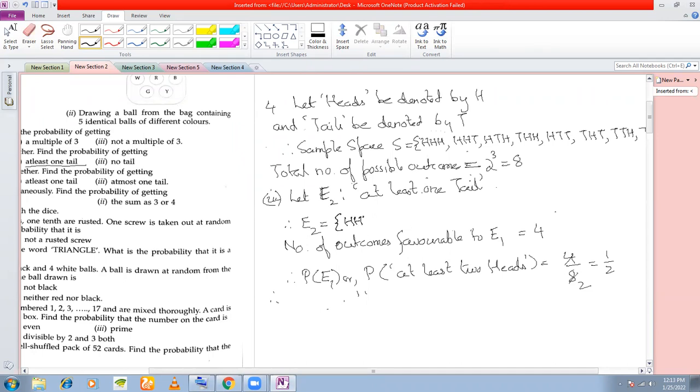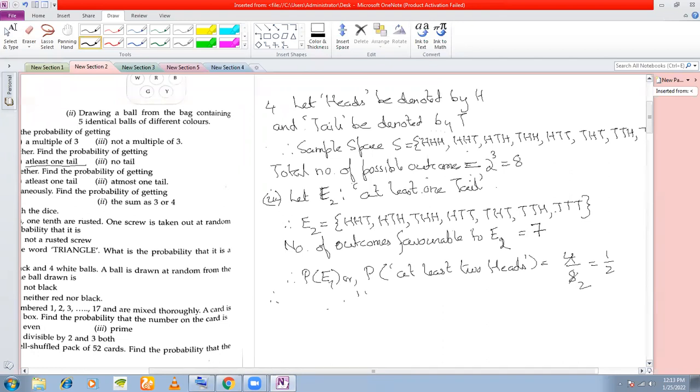HHT has at least 1 tail, right? HTH, at least 1 tail. THH, at least 1 tail. HTT, there are 2 tails. We need at least 1, so we can take this. THT also, TTH also, and TTT also, right? How many outcomes are now favorable to the event E2? 7, right?